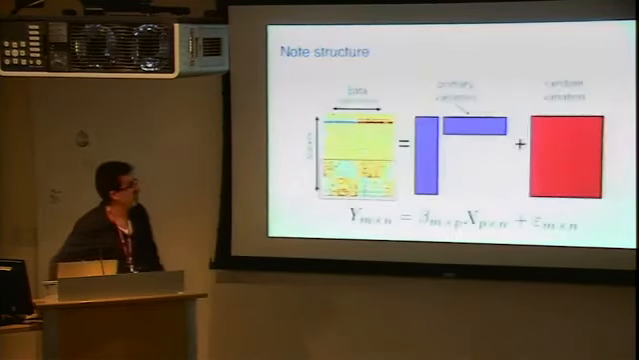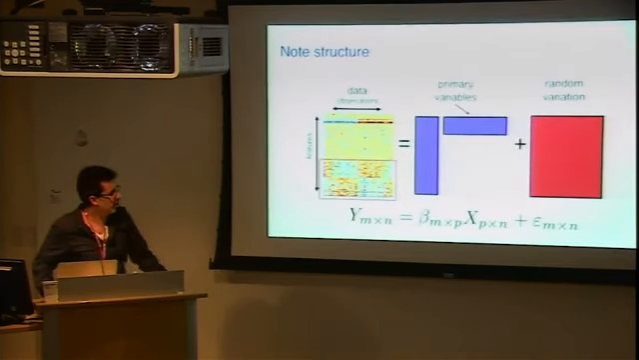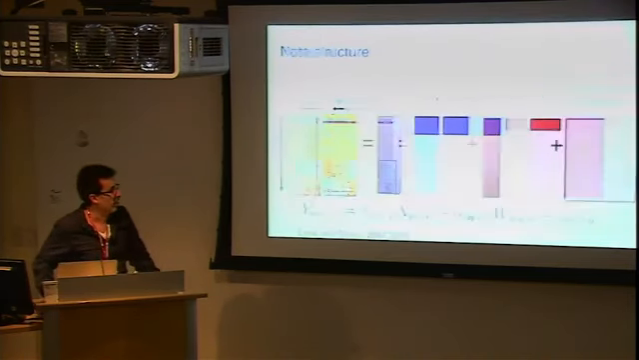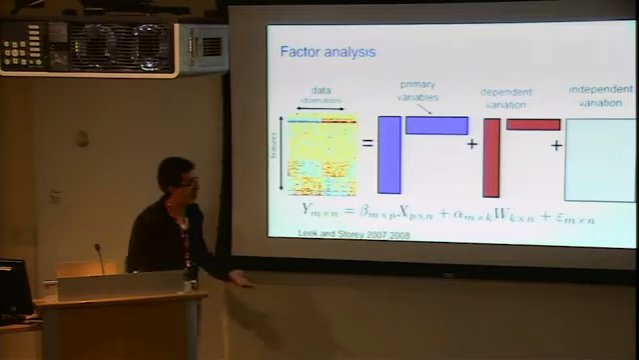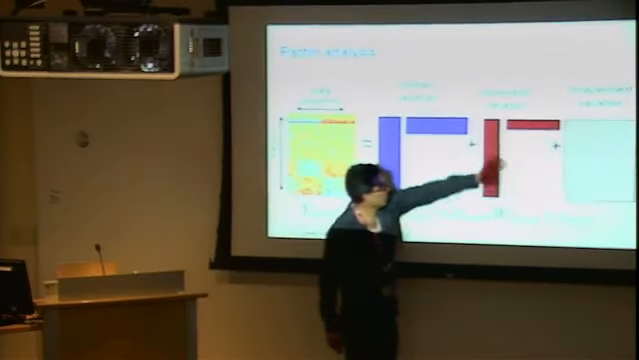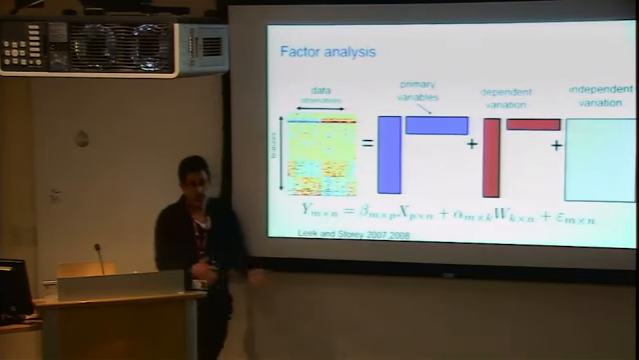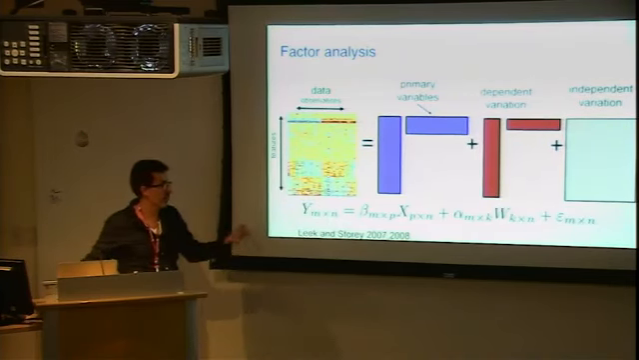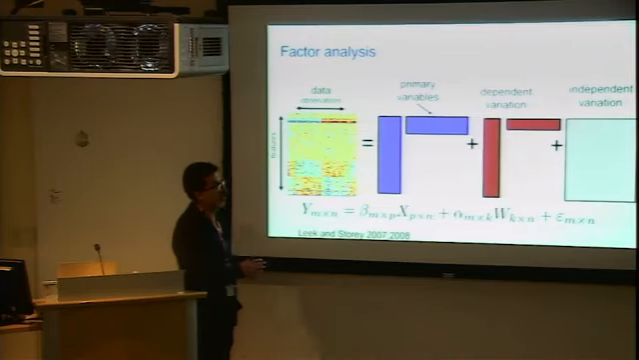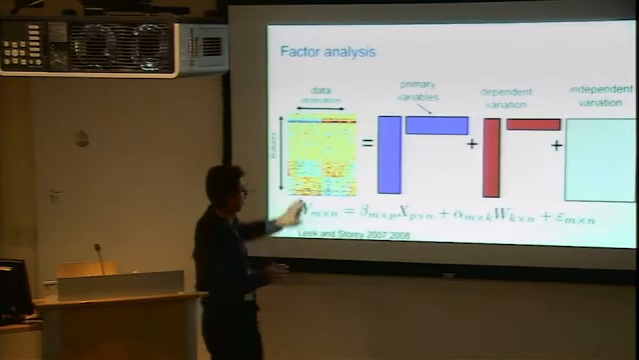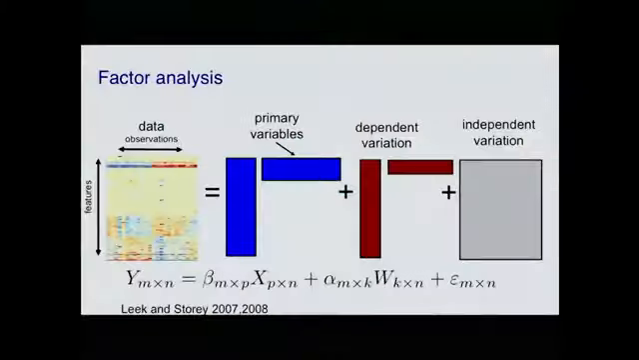So the idea behind things like SVA and RUV and all these other methods coming out is to use what's called factor analysis, which tries to model the structure that you see here with a linear model. It's a little complicated, but it's a start to trying to get to this. So they basically try to model this part with linear models.